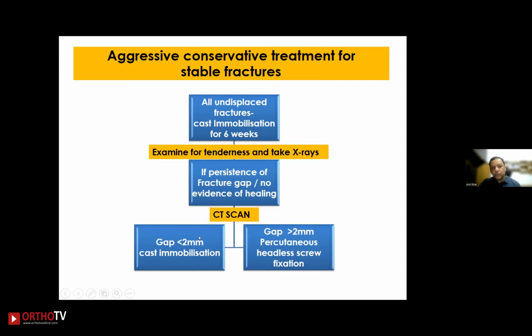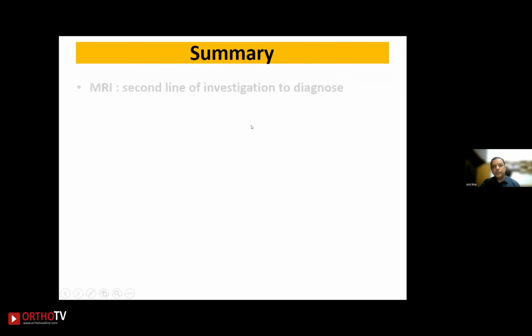And literature has shown that anything which is less than 2 millimeters, you can continue the cast for 2 more weeks. Generally, they heal. But if the gap is more than 2 millimeters, a percutaneous screw fixation would be the ideal way so that the patients don't end up with non-union. So at about 6 weeks, you're taking this decision whether you want to fix it or you want to further immobilize in a cast, so that these acute fractures don't go for non-union. So this is called an aggressive conservative treatment for stable fractures, especially.